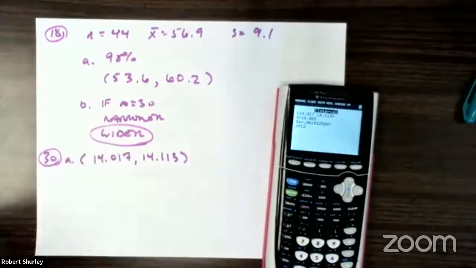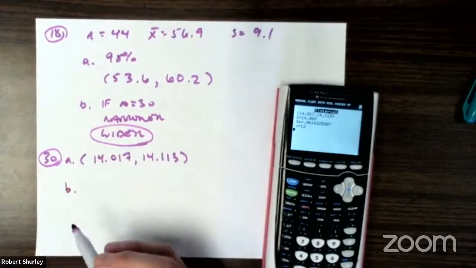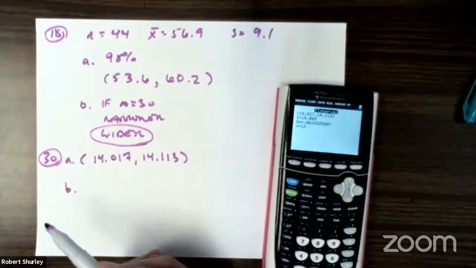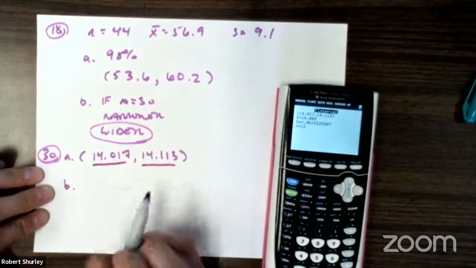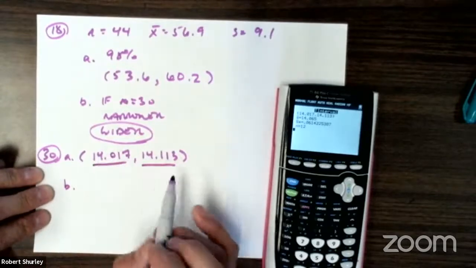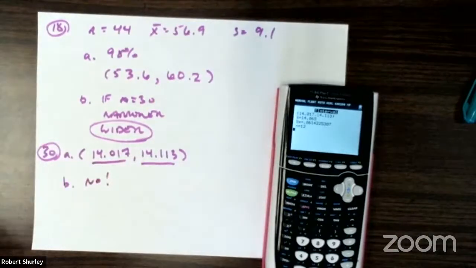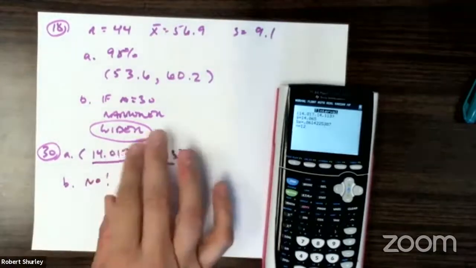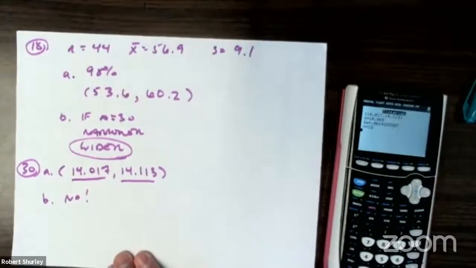But let's get to B. B says the quality control manager is concerned that the mean weight is actually less than 14 ounces. Based on the confidence interval, is there reasonable concern? Well, look, we're 98% confident that the actual mean is between 14.017 and 14.113. He doesn't have anything to be concerned about, right? That's a really good confidence. We're 98% confident that it is between there somewhere. So no, he really shouldn't be worried about it being less than 14, right? Mm-hmm. Let's do another one with a list just to check.